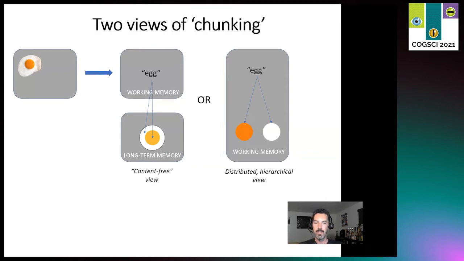These are two possible views of how chunking can support working memory encoding and retrieval. The content-free view is a more standard view within accounts of chunking in working memory, supporting the idea that chunks replace individual items within a fixed working memory capacity. The distributed hierarchical view is the proposal of this talk.